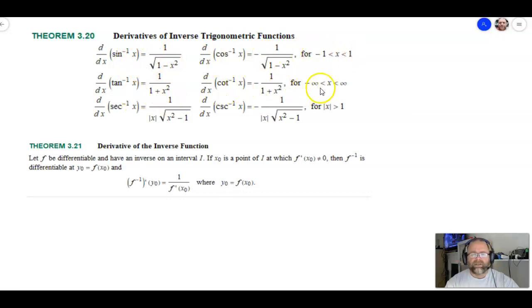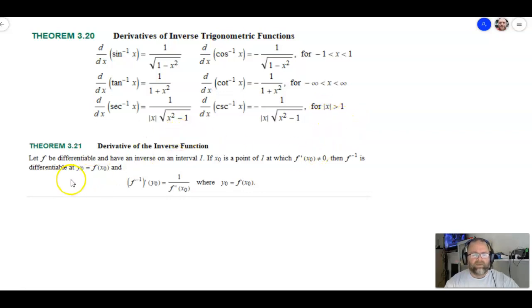For the tangent and cotangent, we can go from -infinity to +infinity. And for the inverse secant and inverse cosecant, we can only look at values that are basically either greater than 1 or less than -1. And another way to write that is just the absolute value is greater than 1.